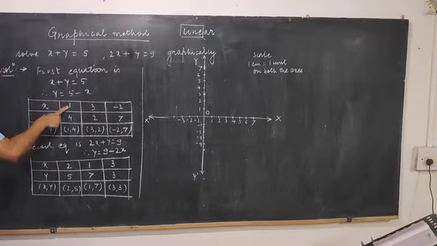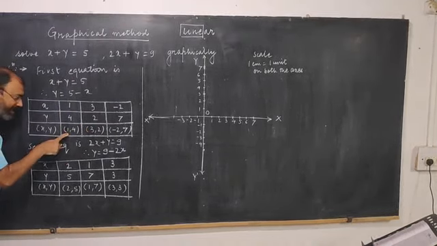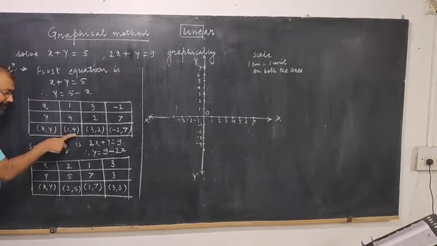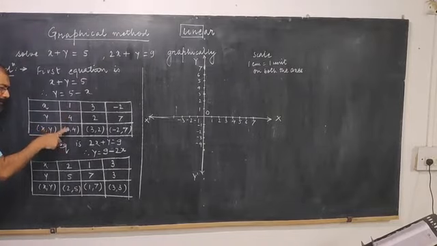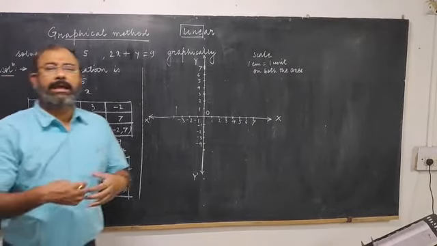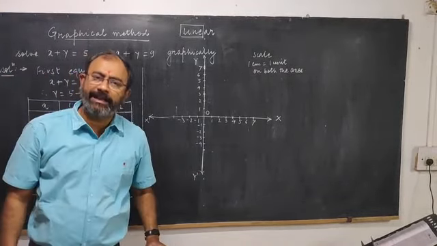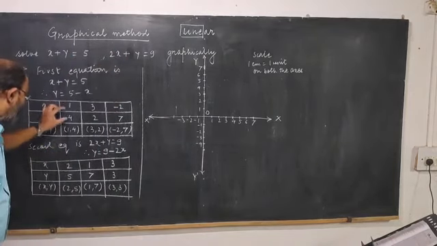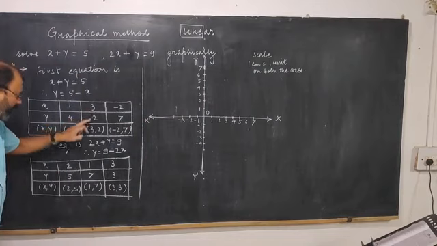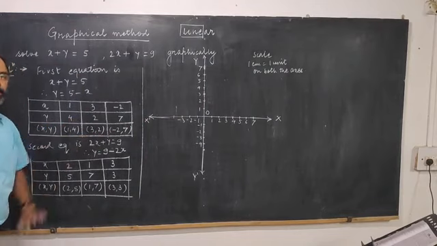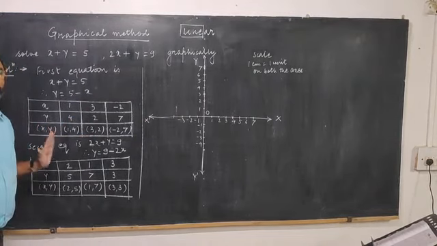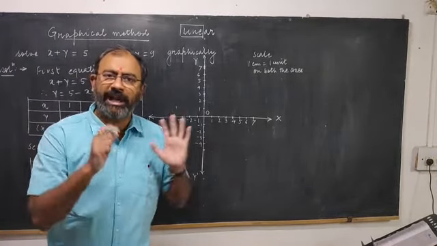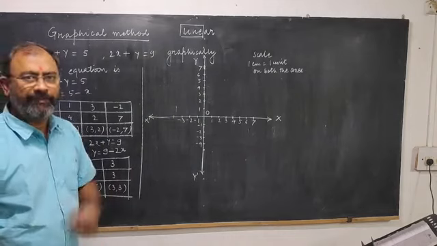Whatever value of x you have substituted is the x coordinate, and whatever value of y you get from this equation is the y coordinate. This way you can plot infinite points, but you have to plot only 3 points. So this, 1, 4, is the first point, 3, 2 is the second point, minus 2, 7 is the third point. Now we have to plot these points on the graph paper. It is very easy to plot. You have done it earlier.